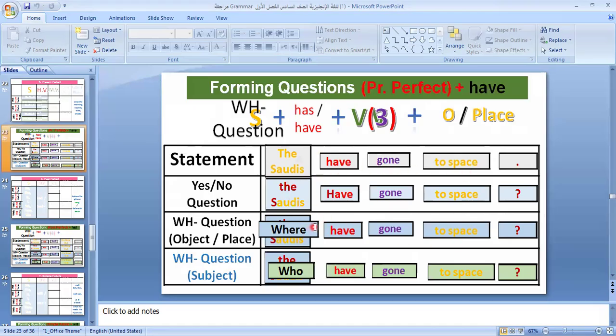When we make it a yes/no question, it will be: Have the Saudis gone to space? When you ask with where, we say: Where have the Saudis gone? and I put the question mark and replace to space, because to space is the place that I ask about. For who, I replace Saudis with who: Who has gone to space? So here we ask about the subject person.